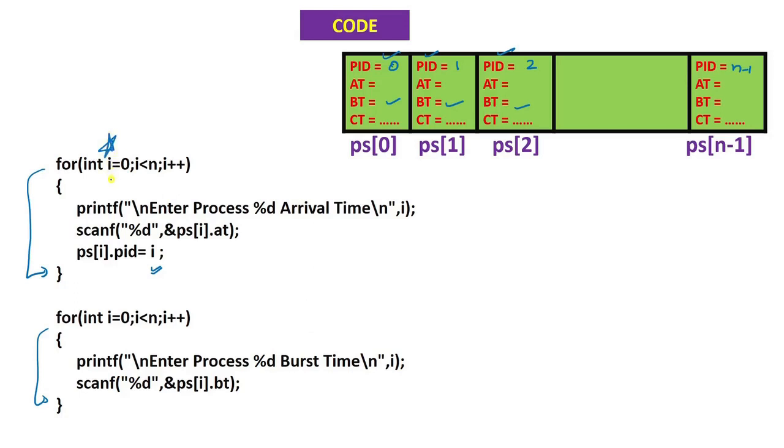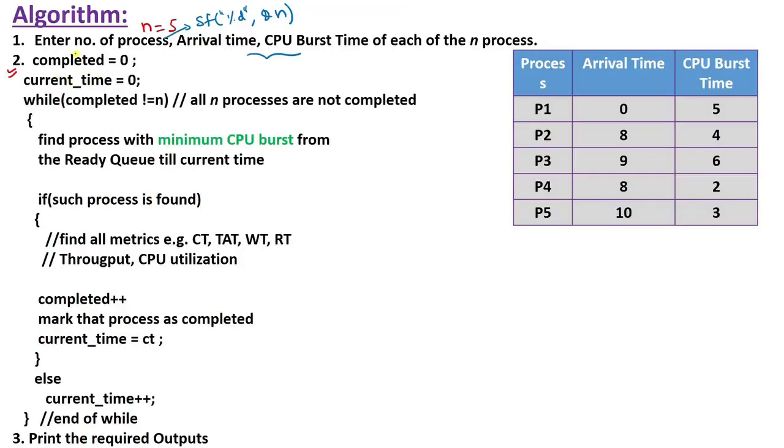Okay, so now let's move forward. The next thing is, we have entered the information as the input. Now we have to process this information. This is the main thing that we have to understand. Here I have taken two variables, current time and completed. The completed variable will tell me how many processes have been completed till a particular time. Initially this completed variable will be 0 because no process has been completed.